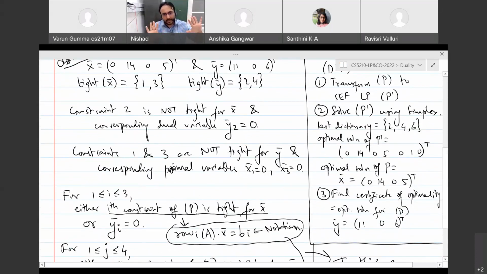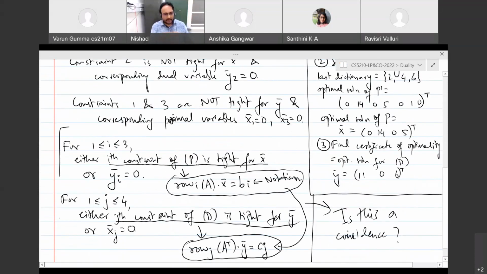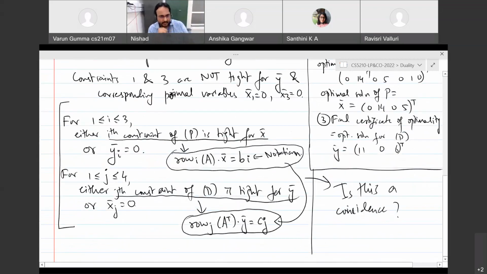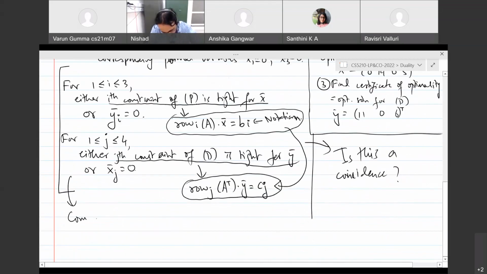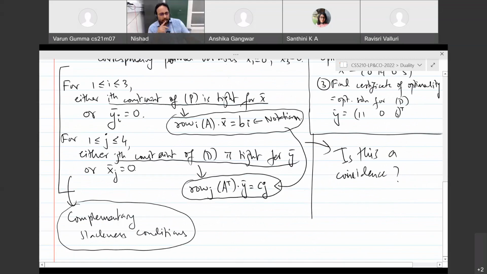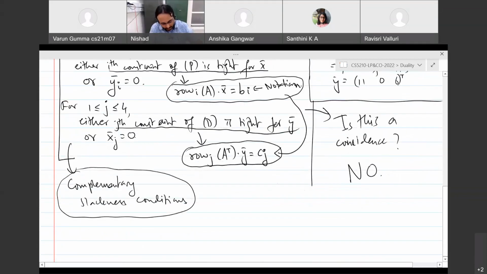Right, so that's exactly what we are going to prove, that whenever you have optimal solutions for both the primal and dual, they must satisfy these conditions that we have written down here. I'll write them more generally, but for this example, it's this way. So these conditions are basically called complementary slackness conditions. So the answer is, it is not a coincidence. And this is exactly the complementary slackness theorem that we are going to prove.